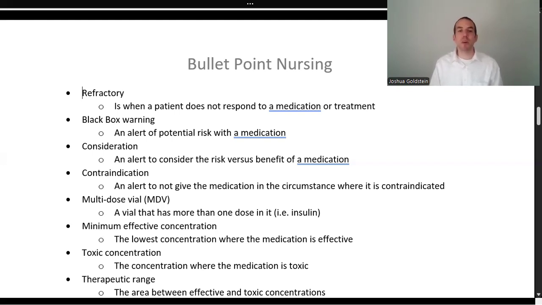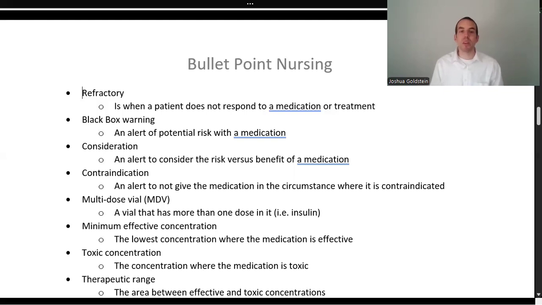Next, we have MDV or multi-dose vial. This is a vial that has more than one dose of a medication in it. These are relatively common, but not nearly as common as single-dose vials or SDV. SDV or single-dose vial is the vast majority. If I'm grabbing morphine or Zofran or tons of other drugs out of the Pyxis, which is the medication machine, almost always it's going to be a single-dose vial.